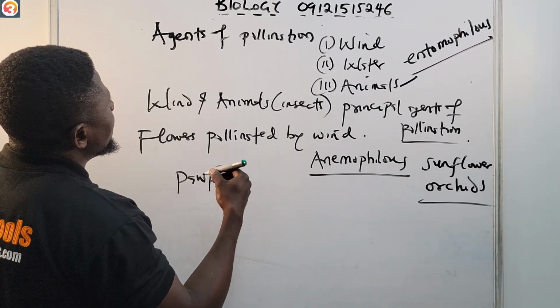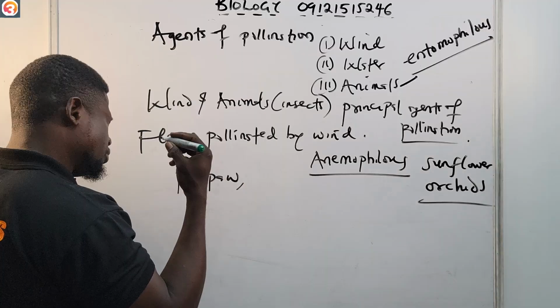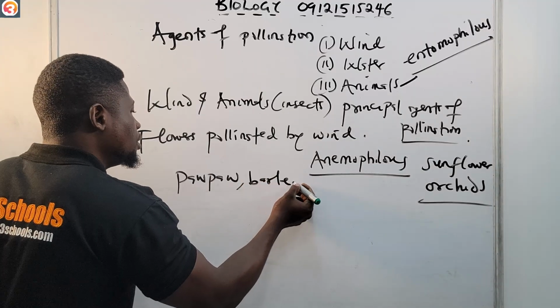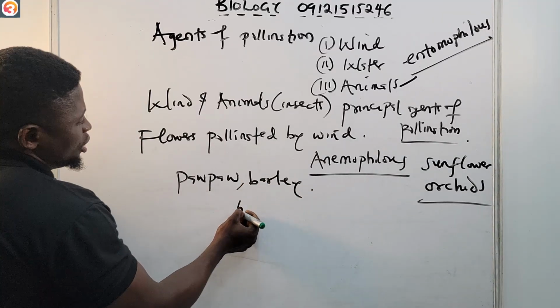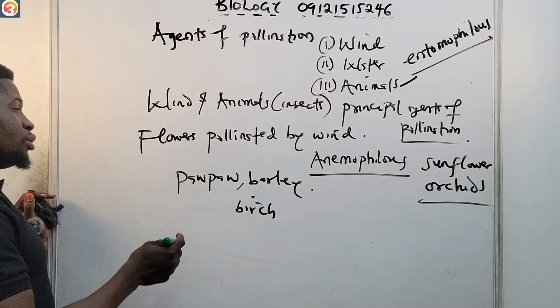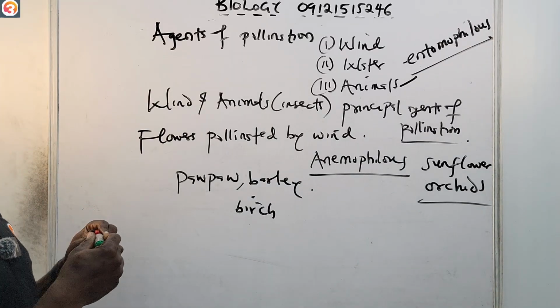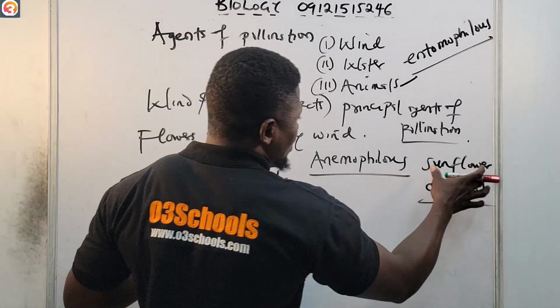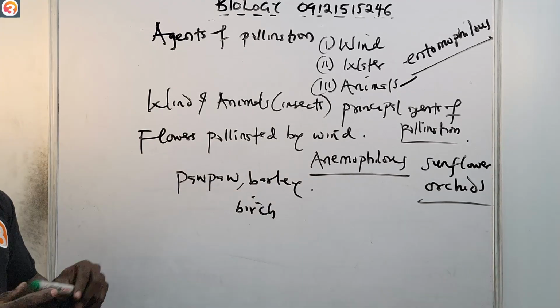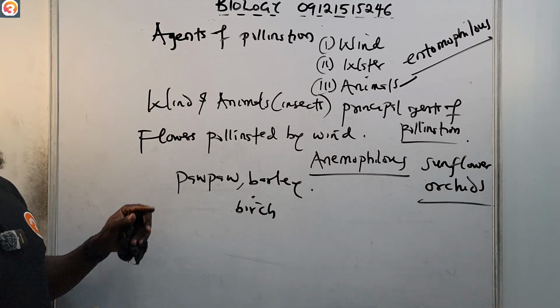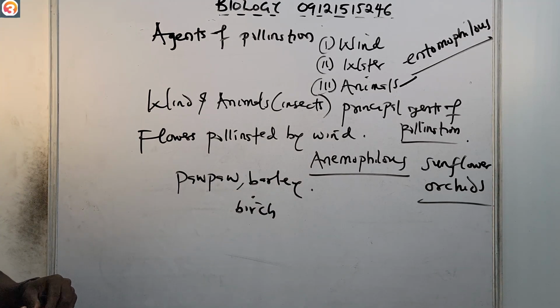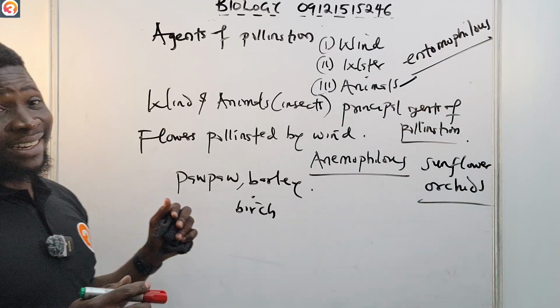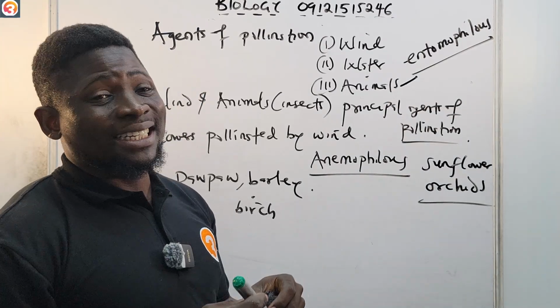While flowers that are easily pollinated by wind include your pawpaw. Okay, like your, what's the other one? Okay, let's say barley too. Okay, barley can go. I think birch too. All right. So these ones can be pollinated by wind. But sunflower and orchids and many other examples that you know are pollinated by insects.